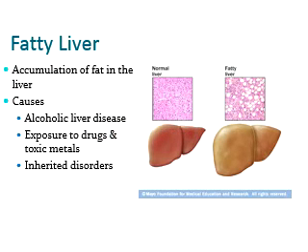So fatty liver is caused by alcoholic liver disease, so excess drinking can lead to a fatty liver. And exposure to drugs and toxic metals can also lead to a fatty liver, as well as inherited disorders. Other things that can lead to fatty liver may include malnutrition. Also, fatty liver can be seen in a person who is on IV nutrition for long term.